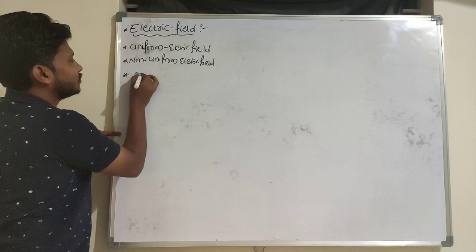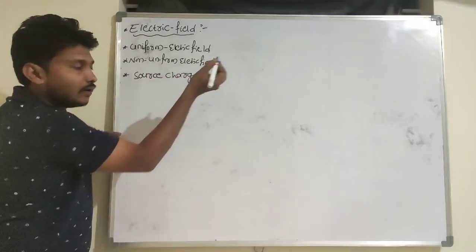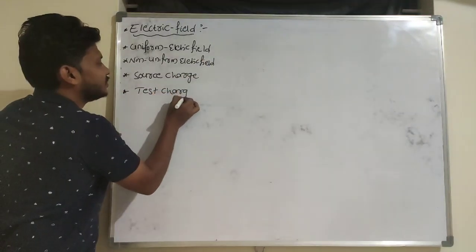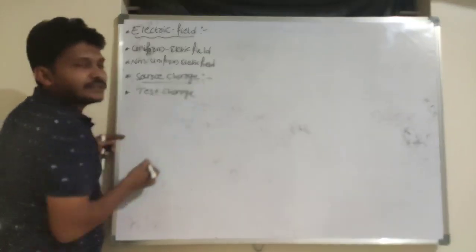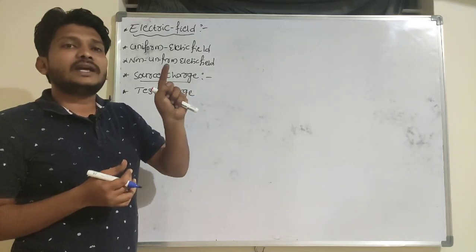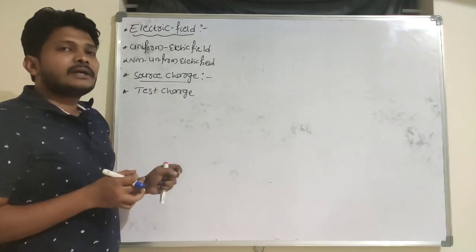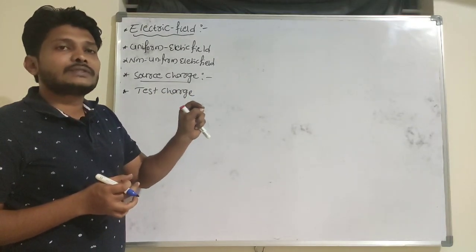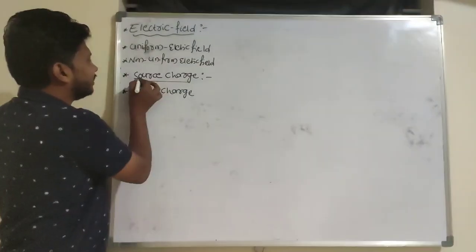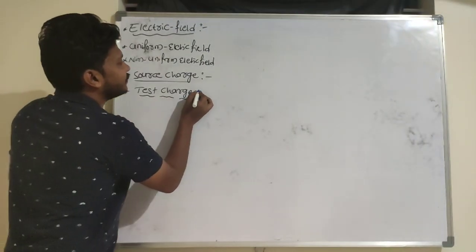For example, the source charge. The source charge we can also call a point charge, as well as a test charge. What is the source charge and what is the test charge? The source charge is a charge which can produce the electric field. Remember one thing, the source charge is the charged particle which produces the electric field. That charge I will name the source charge, and another one is the test charge.